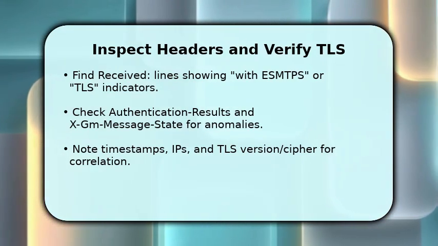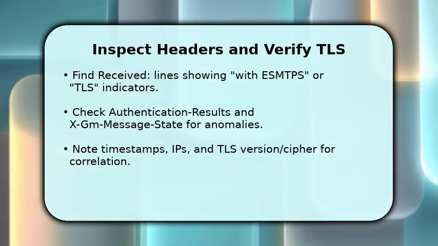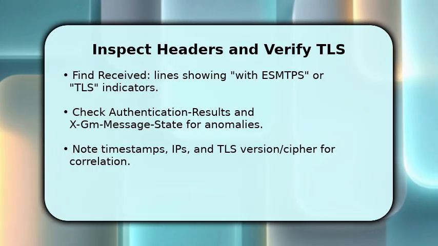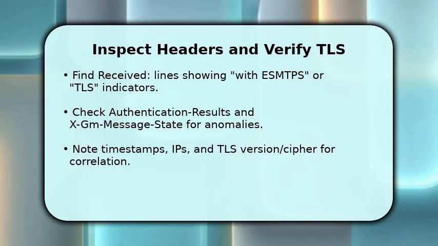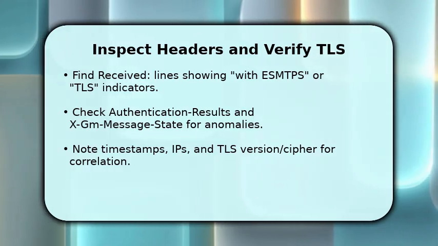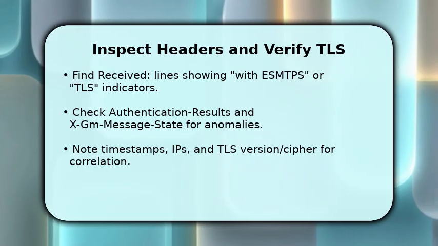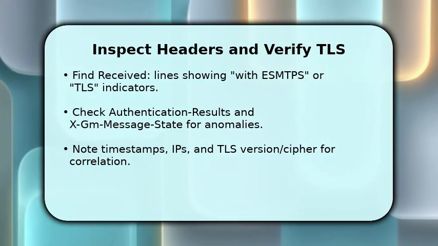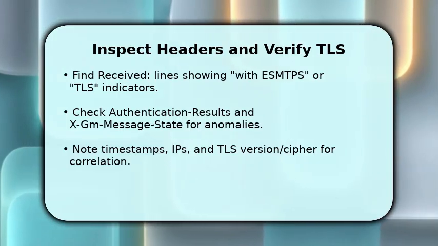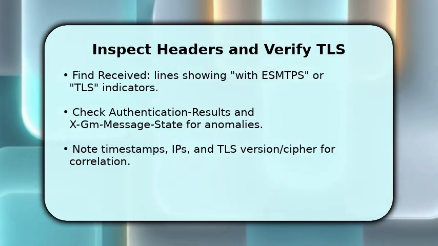Next, you parse the Show Original output to verify how TLS was used. Scan Received lines. If you see ESMTPS or TLS and a cipher name, Gmail accepted an encrypted transfer from the sending server. Once you find authentication results, confirm SPF, DKIM, or DMARC didn't alter delivery. These affect trust but not the TLS handshake.